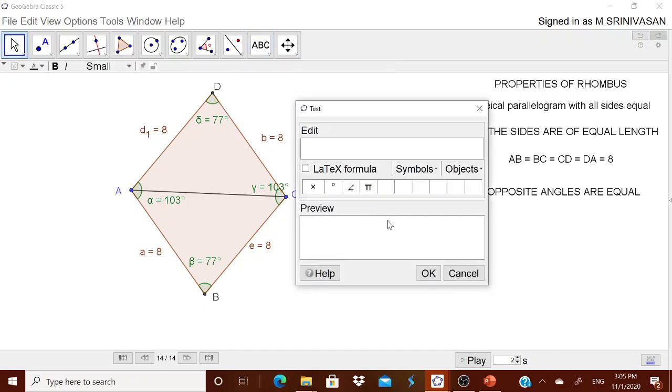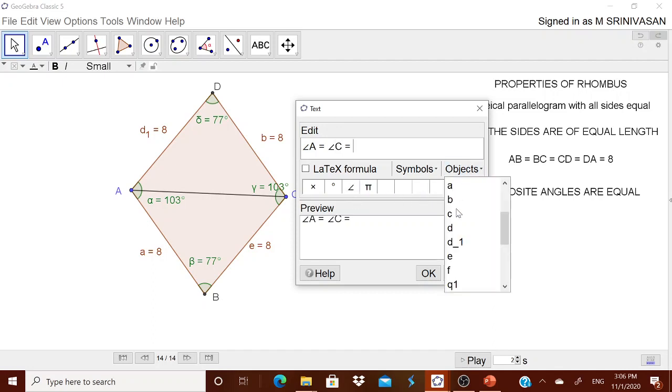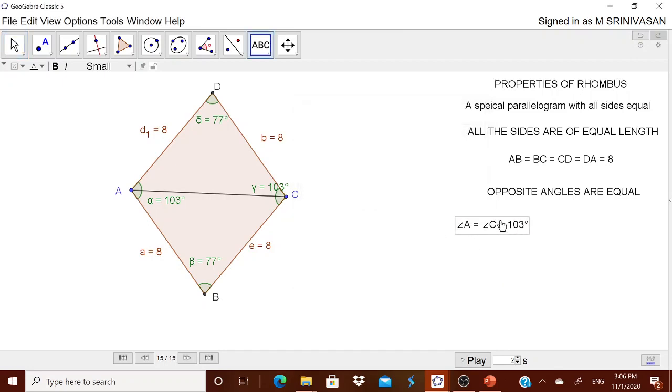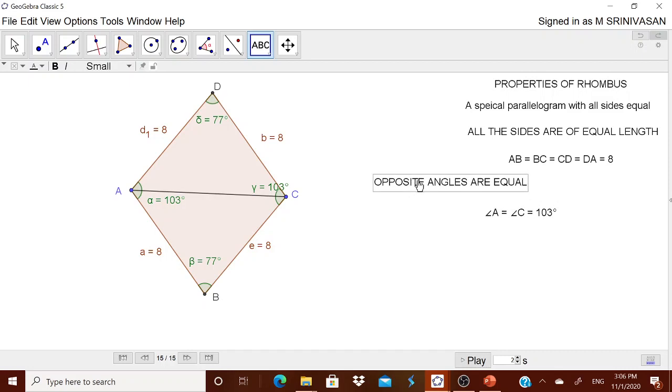You ask the children to tell. What do you mean by that? The child will tell immediately, sir, angle A is equal to, I am seeing angle C is opposite to it. Therefore, angle C is equal to always, what is it? From the object, you select alpha and then click OK. Now you got the one set. Now the opposite angles are equal.